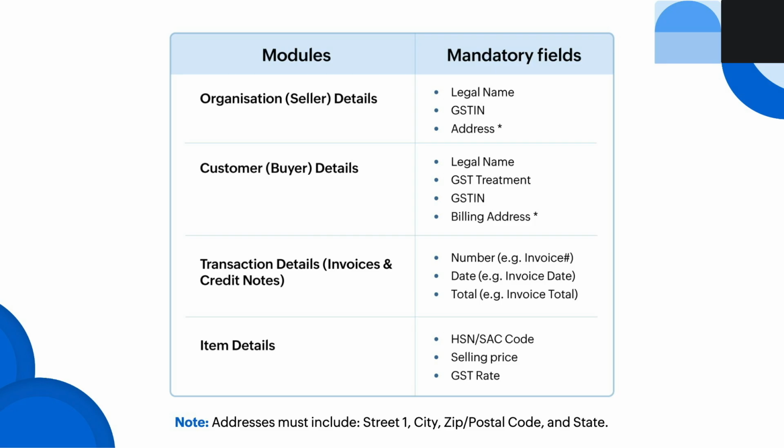As far as the transaction details are concerned, the number, that is the invoice number or the credit note number or the debit note number, is mandatory. And the date of the transaction and the total of the transaction is mandatory to push it to the IRP. In the item details, you will have to ensure that the HSN code, the selling price and the GST rates are mentioned in the item details.